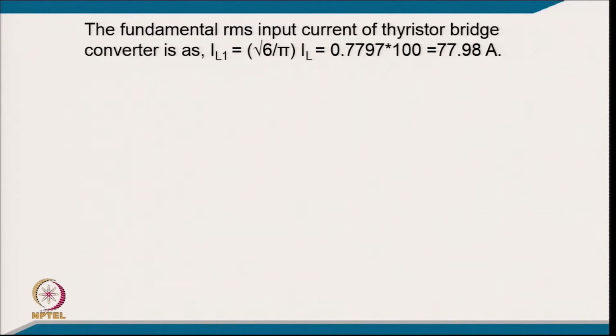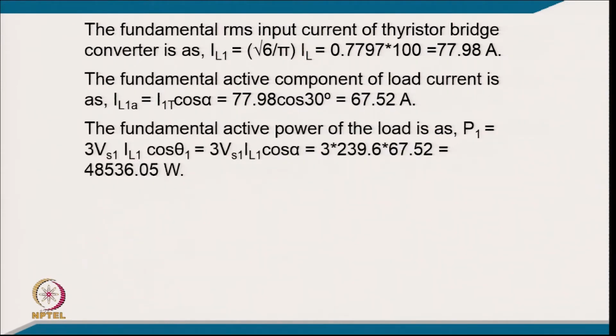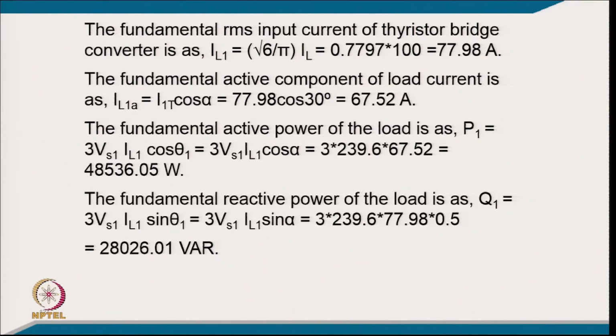and fundamental RMS input current of thyristor bridge will be IL1 equal to under root 6 by pi into IL, given the value it comes 77.98 ampere, and the fundamental active component of current will be corresponding to IL1 equal to IL1 cos alpha. So, keeping the value of fire angle of 30° and current that comes 67.52 ampere, and fundamental active power of the load will be P1 equal to 3 VS1 IL1 cos theta1, and giving the value of this it comes 48,536.05 watt, and the fundamental reactive power of the load will be Q1 equal to 3 VS1 IL1 sin theta1, and giving the value it comes 28,036.01 VAR.